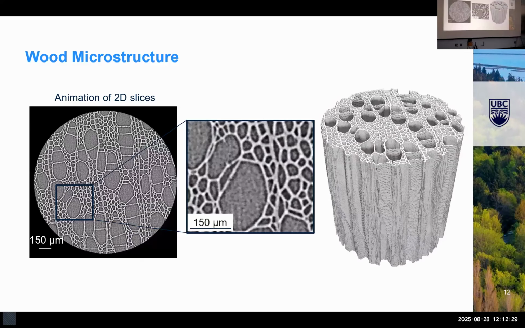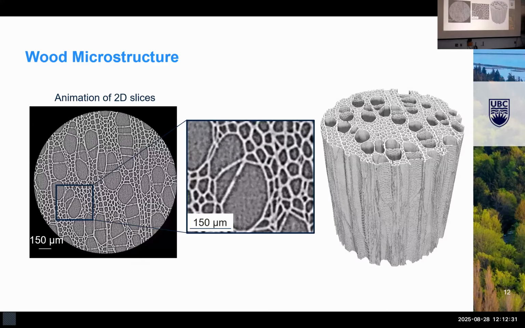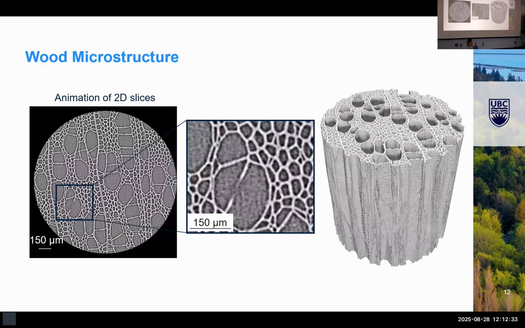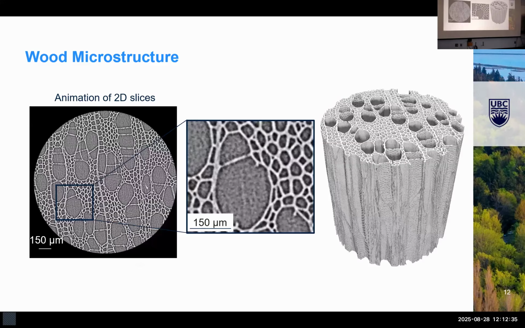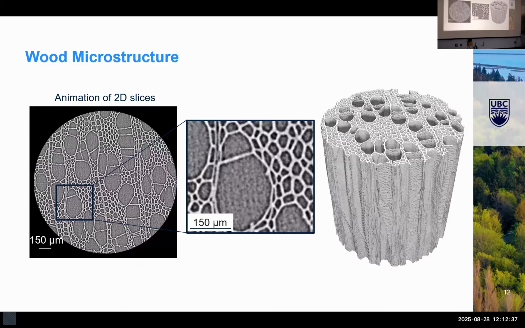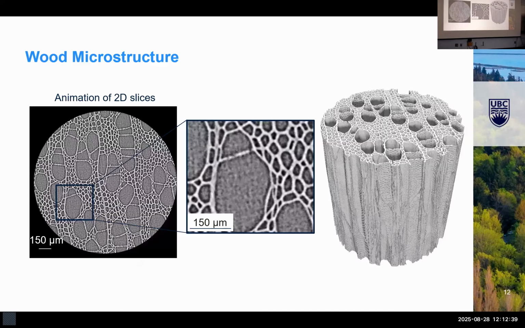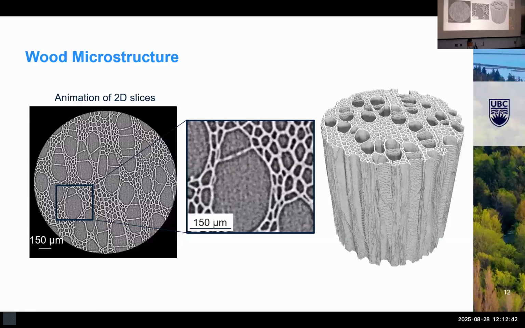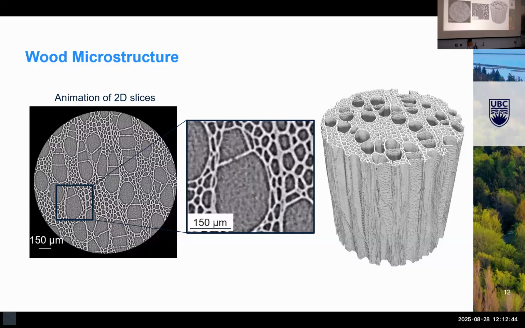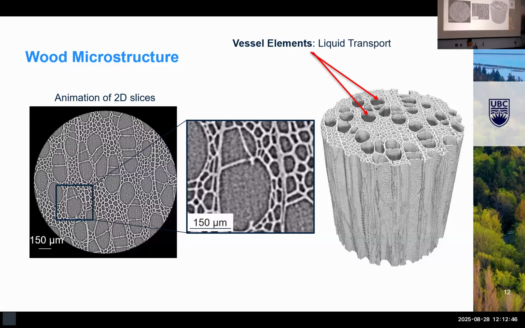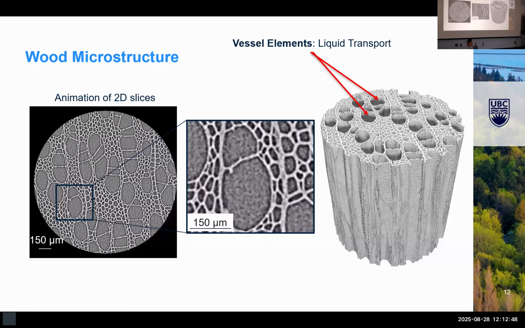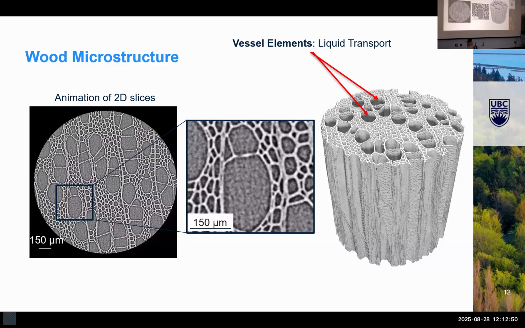So I think it's recognizing the various backgrounds here. Start by looking at the microstructure of wood. The main thing to be aware of is that there's two forms of these longitudinal voids in there. The bigger ones are called vessel elements, which are primarily responsible for liquid transport in the tree.